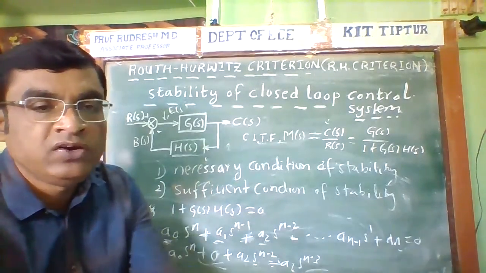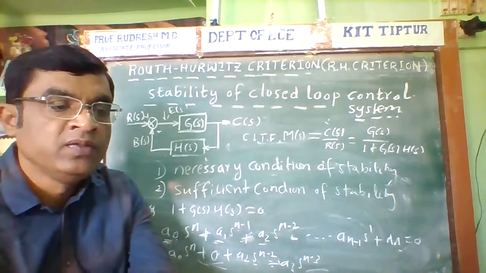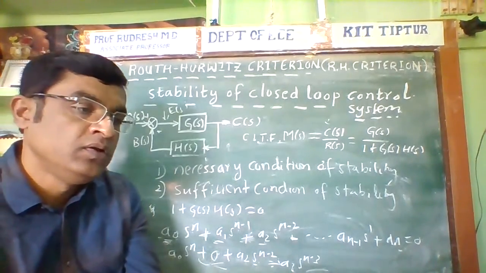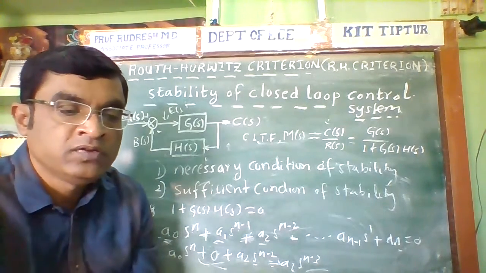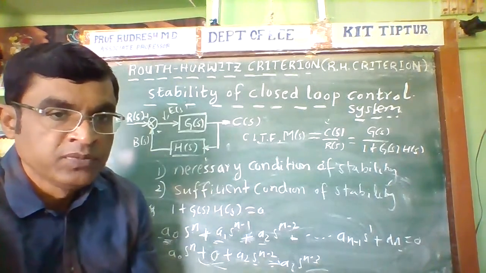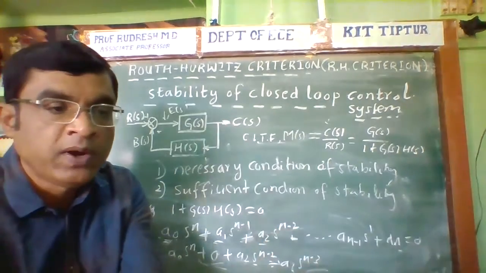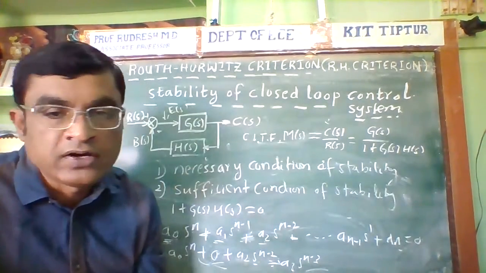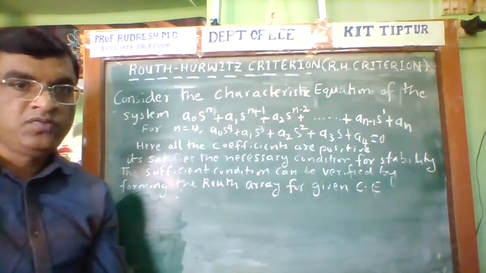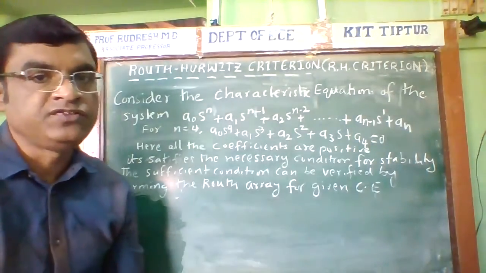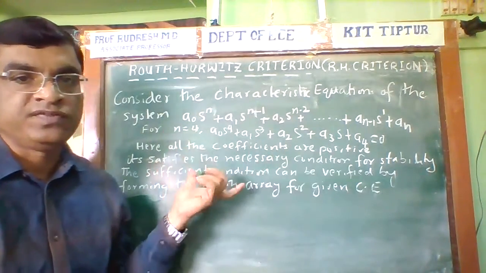So we need to study how to verify the sufficient condition of stability by using the Routh criterion. I am going to explain it by considering the characteristic equation of the system. In order to verify the sufficient condition of stability, consider the characteristic equation of the system.